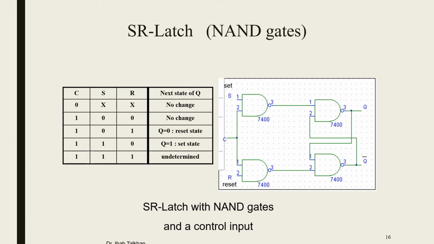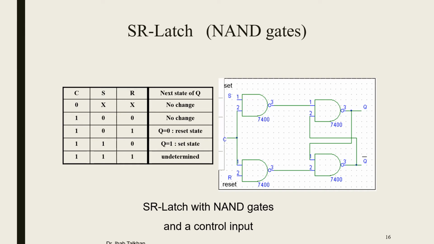So irrespective of the value of S and R, when C equal to 0, we have a no change, and this is actually controlling the flip-flop. When C equal to 1, the flip-flop will act based on the value of S and R, and this is what we call here a control variable in order to make the flip-flop work or not work. This is what we call here a level triggered latch. Level triggered means what?